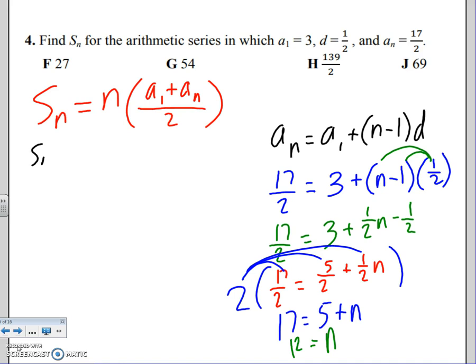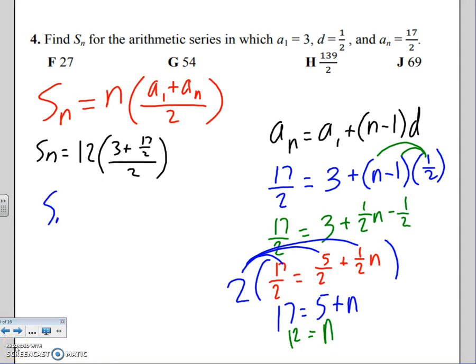Alright, so now I plug it in. So S sub n is 12 times a sub 1 is 3 plus a sub n, 17 over 2, all over 2. And you can type that in your calculator and you will get 69. So the sum of this series is 69. J.